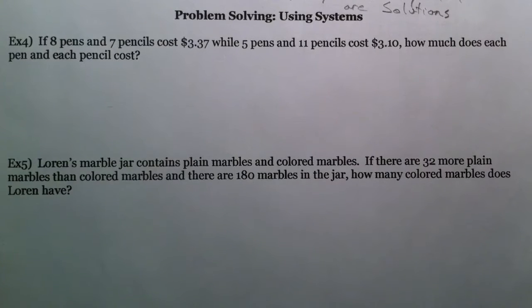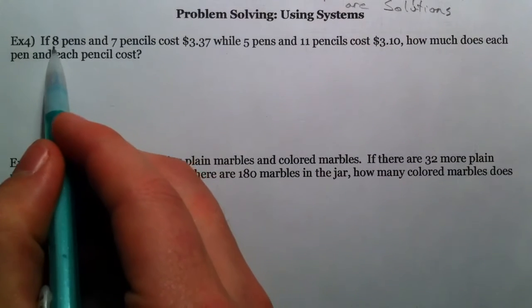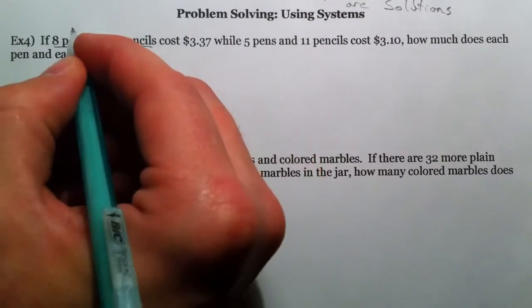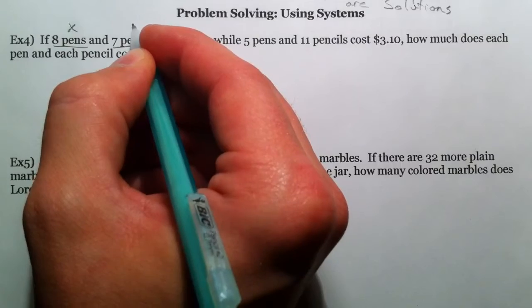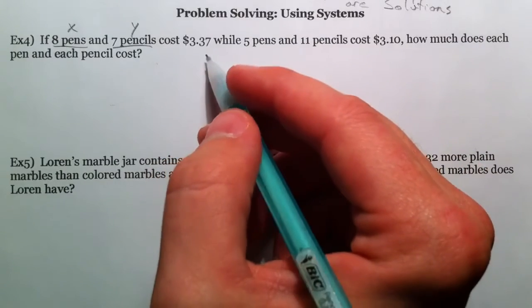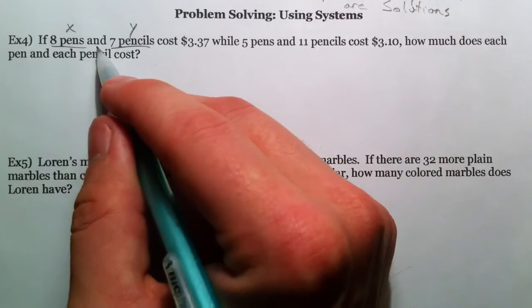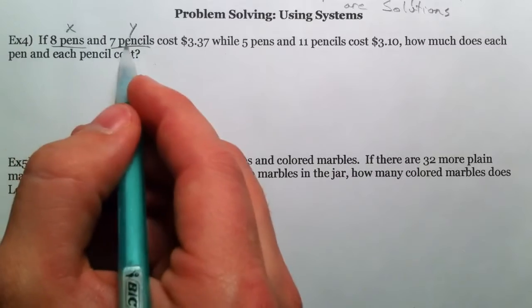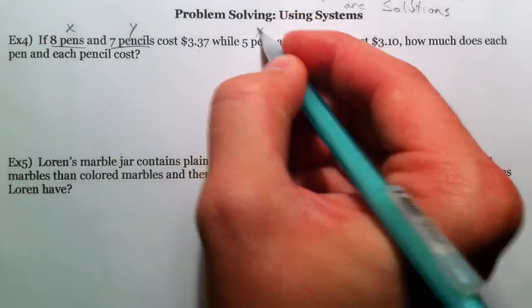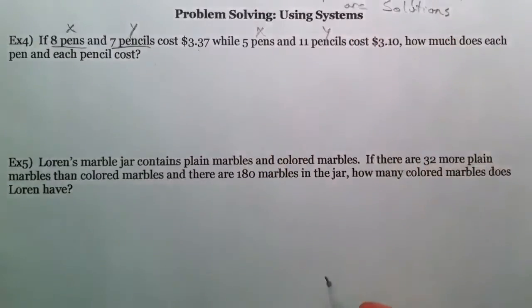Alright, problem solving, our favorite stuff to do. So we have 8 pens and 7 pencils. Let's call the pens the X and the pencils the Y, just because we can't use P and P, because they start with the same letter. So 8 pens cost $3.37, and 5 pens and 11 pencils cost $3.10. How much does each pen and pencil cost?